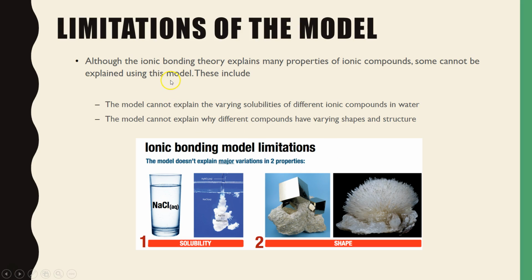The limitations of this model are that ionic bonding explains many properties, but some cannot be explained. The model cannot explain why different ionic compounds dissolve differently in water, so why table salt dissolves completely in water, but things like silver chloride and sodium nitrate don't dissolve well in water. Why compounds have different shapes is also a limitation. So why do some ionic compounds form crystals and some form square structures, or different crystal formations?